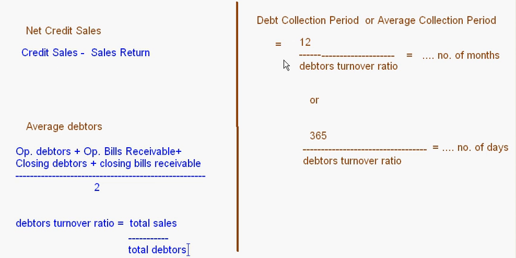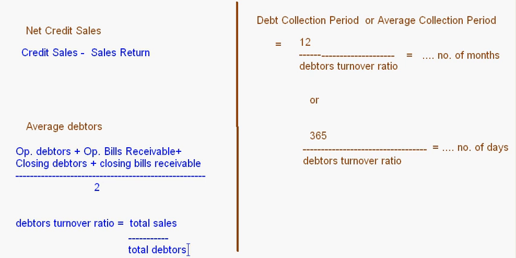Now look at this, debt collection period or the average collection period. In some of the questions you will also be asked to find out the average collection period. The average collection period will be calculated by this formula, 12 upon debtors turnover ratio. Supposing it comes as 3, that means the debt collection period is 3 months. That is, the money from the debtors is collected within a period of 3 months. If you want to compute it in number of days, then it will be 365 upon debtors turnover ratio, right? And that will be in number of days.